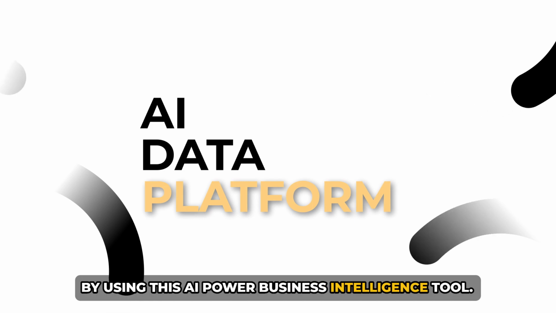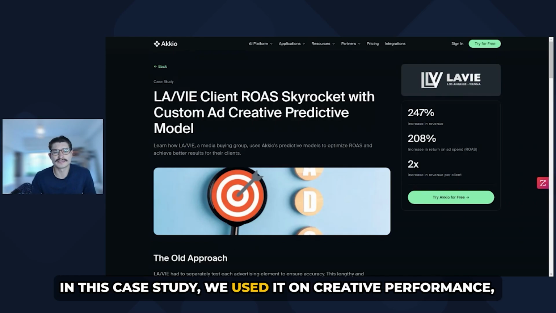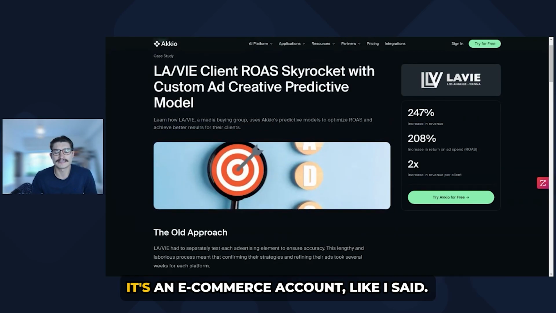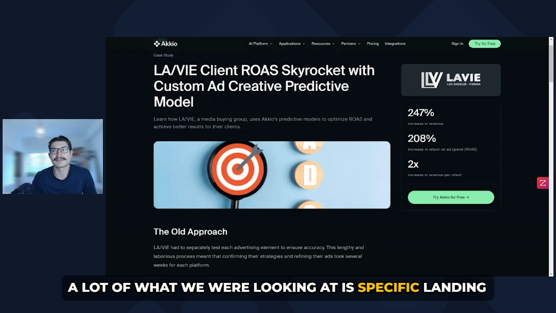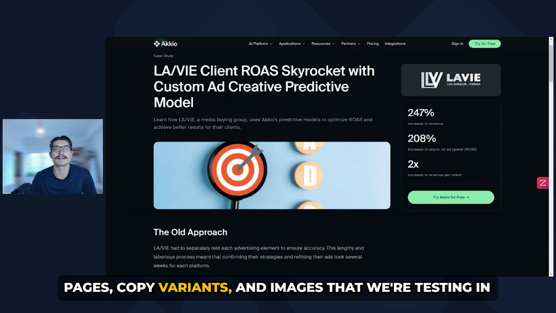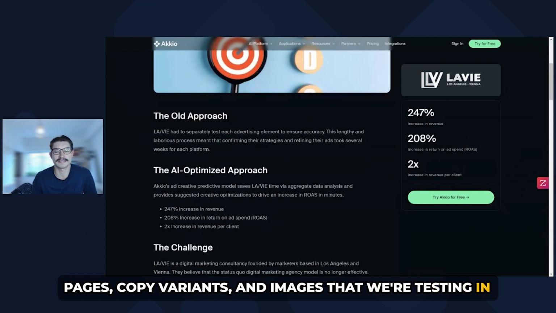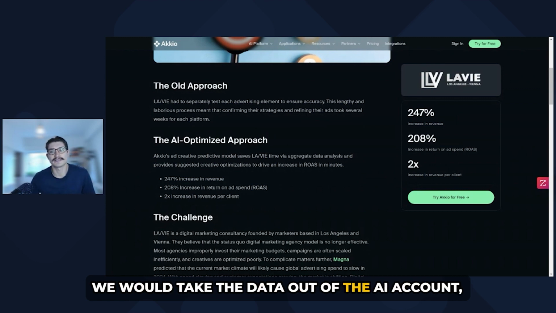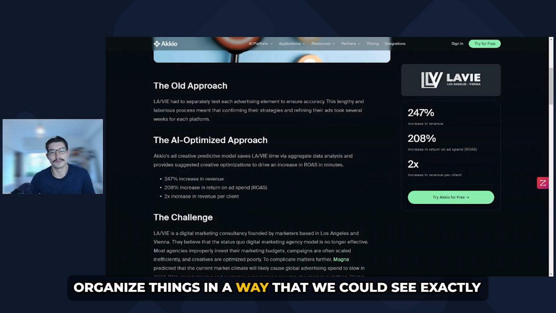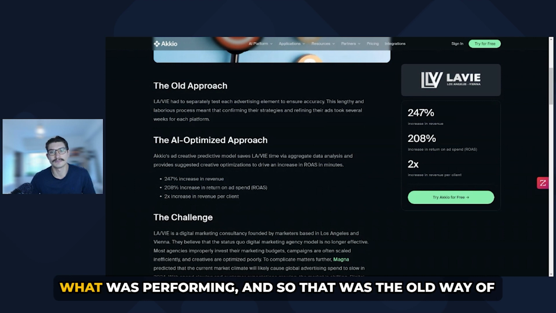AI-powered business intelligence tool. For this case study, we used it on creative performance. It's an e-commerce account, like I said. A lot of what we were looking at is specific landing pages, copy variants, and images that we're testing in this account. How we did it before was a lot of pivot tables. We would take the data out of the ad account, organize things in a way that we could see exactly what was performing. And so that was the old way of doing it.